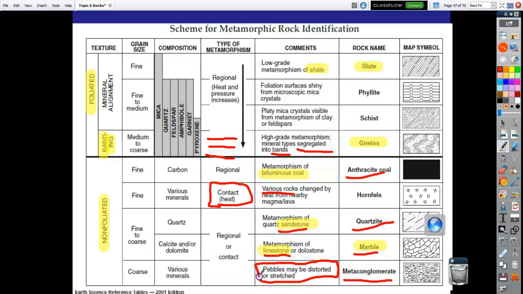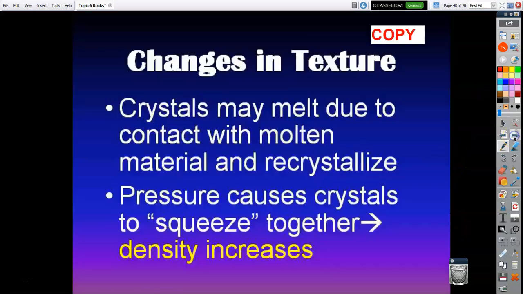So you take that rock, put it under pressure, and all those pebbles get flattened out and kind of stretched. And so those are, you got 4 foliated and 5 non-foliated. You got 9 metamorphic rocks. And again, I'll post this video. Please make sure you watch that video so you can get more information off that.